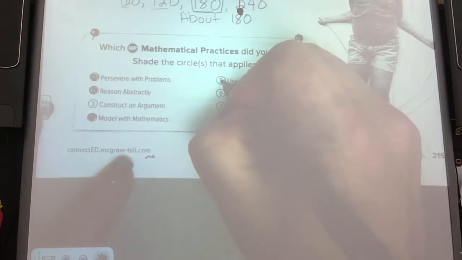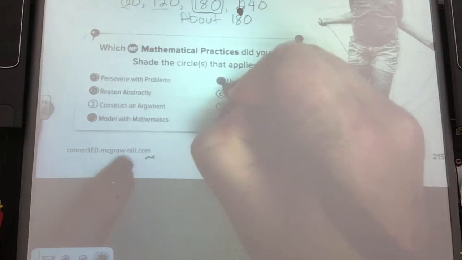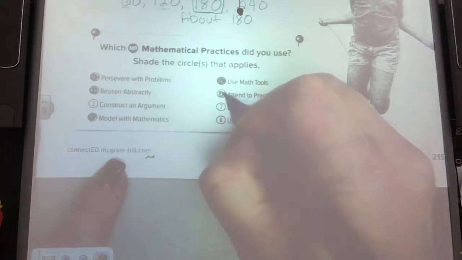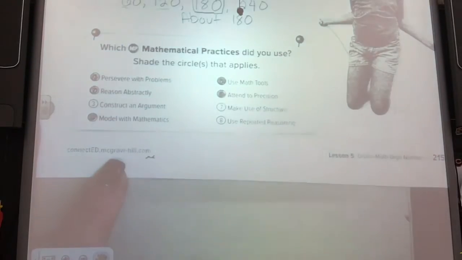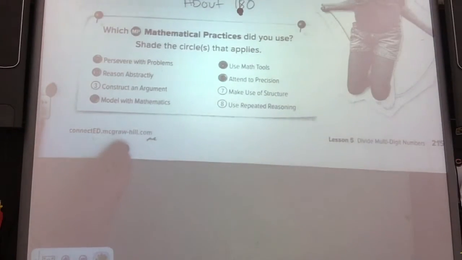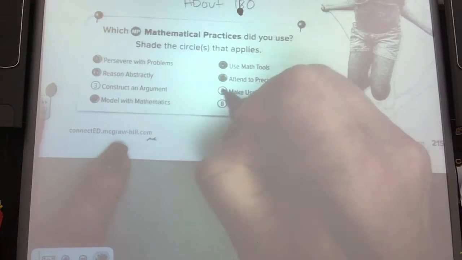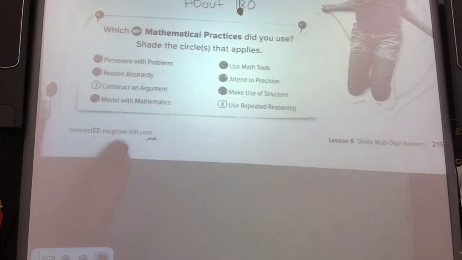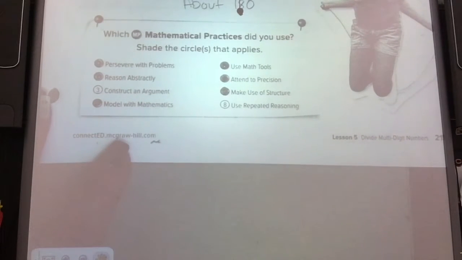We used our mathematical tools for sure, those quotients and divisors. We have to attend to precision. If it's not precise, that answer is going to be way off. And I would say we made use of structure, the structure of division. There's always some structure to that. And use repeated reasoning. I don't think so much for this one.